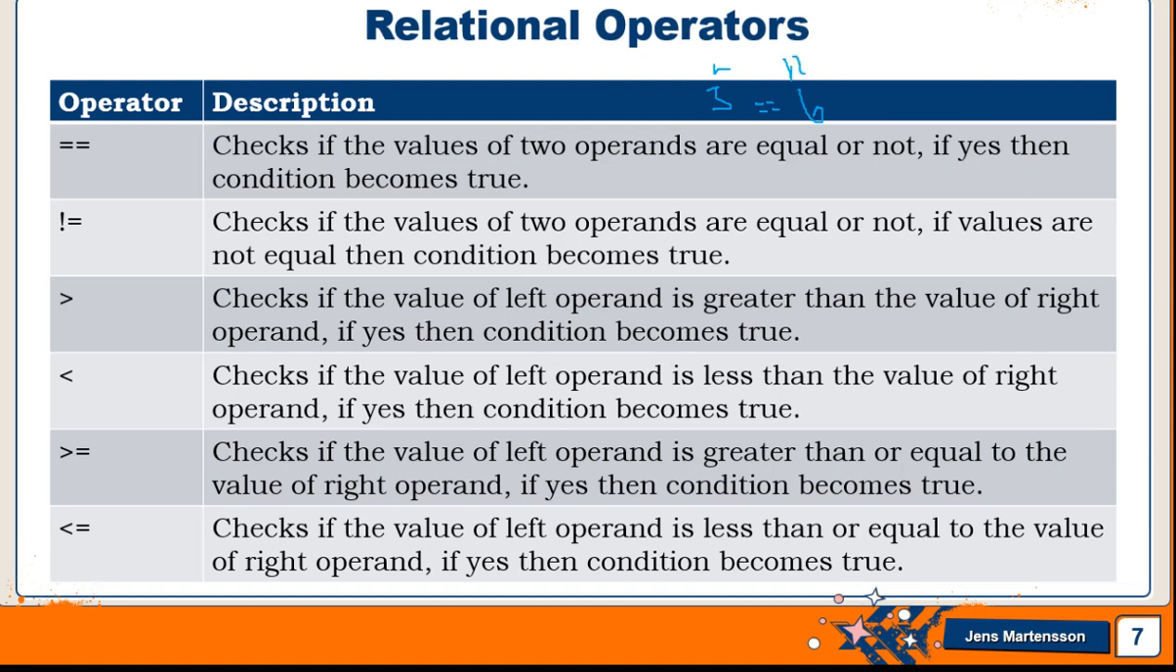Then we have the not equal, which checks if the values of two operands are equal or not. If the values are not equal, then the condition becomes true. Then we have the greater than sign that we all know, and the less than sign. Then we have the greater or equal to. Remember that in mathematics they write it this way. Yes, in C++ this is equivalent to this. So if I want to write greater or equal to, I'll do it this way. And if I want to write less or equal to, this is how we implement it in C++.